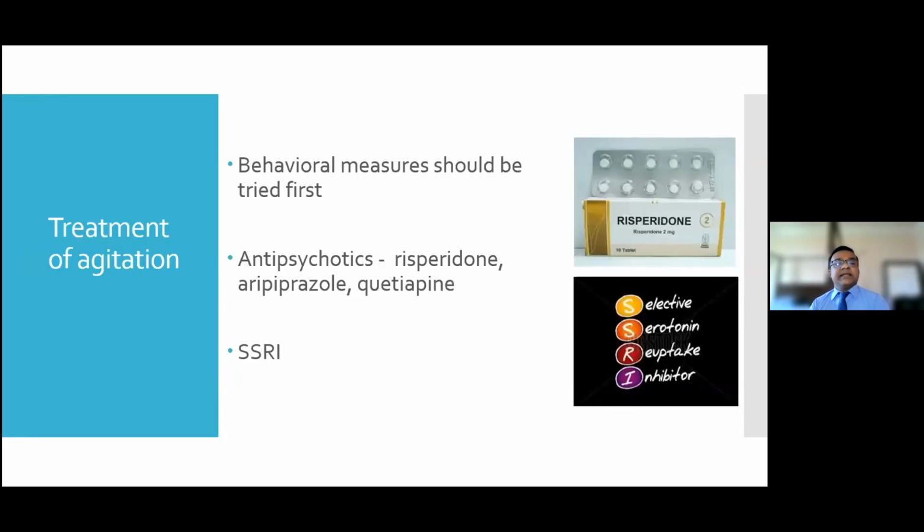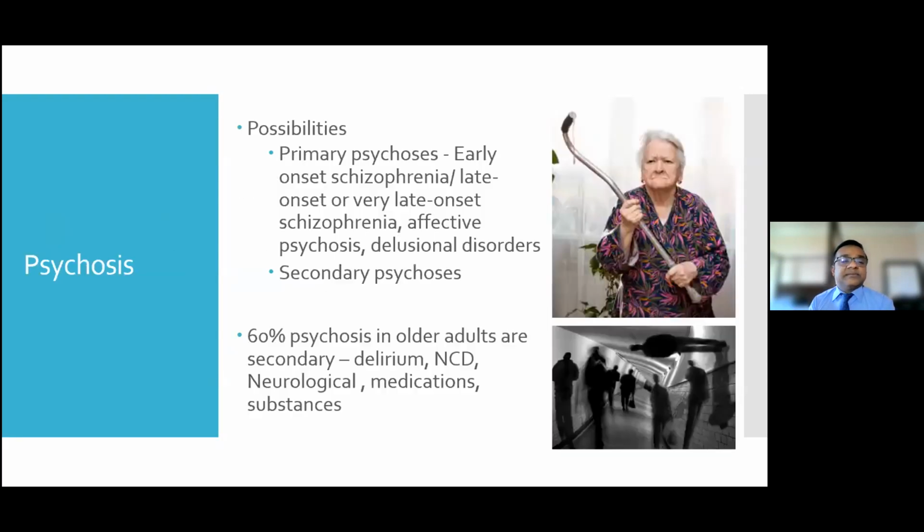Treatment of agitation, again, behavioral measures should be tried first, but easier said than done. Somebody has to well train occupational therapists, nurses. Then antipsychotics recommended are risperidone, aripiprazole, and quetiapine if it's essential to use them. And some medications for associated anxiety and depression also improve with selective serotonin reuptake inhibitors at low doses. Again, you have to be very careful. SSRIs are nasty in causing electrolyte imbalances. So with all these antipsychotics and SSRIs, we have to start slow, monitor, and carefully titrate.